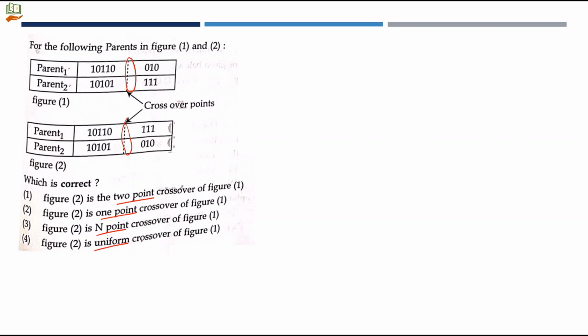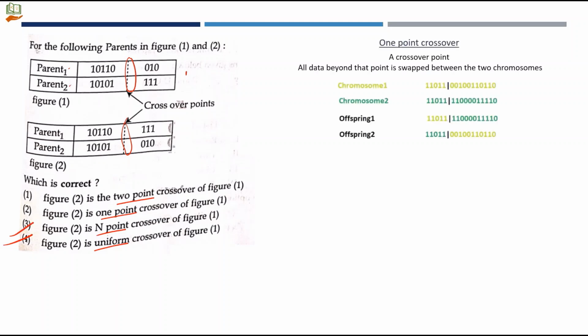In uniform crossover, you need something called a mask. Just now we saw. So this is out of the race. How many divisions are present here? Only one division is present here. So there cannot be n-point. We will rule out even 3. What is 1-point crossover? Only one crossover point is present. All data beyond that point is swapped between the 2 chromosomes.